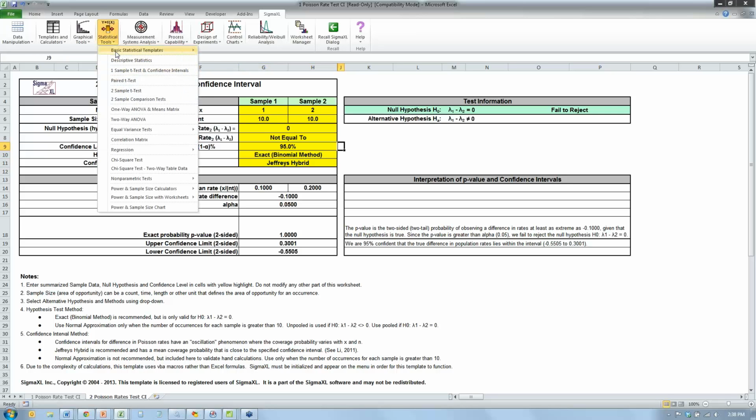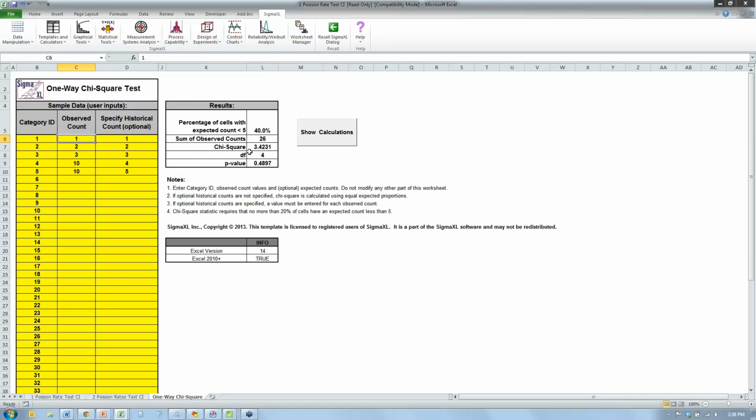The last template is the one-way chi-square goodness of fit test. On the one-way chi-square goodness of fit test, these are different categories. So a category ID could be, for example, number of people born in January versus February versus March, or location 1, location 2, location 3. So it's a discrete category, and you have different observed counts, where the question is, are there any statistically significant differences on the count data across different categories?